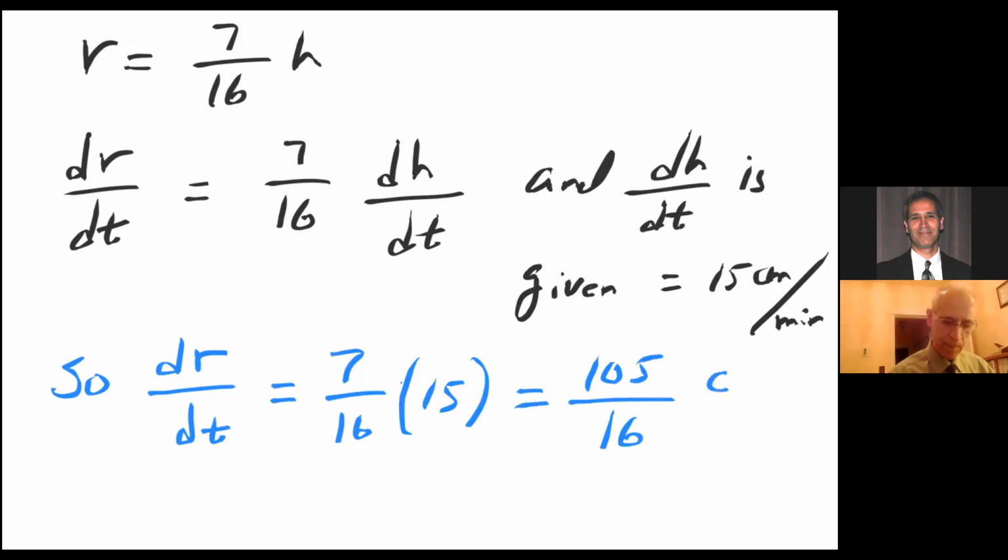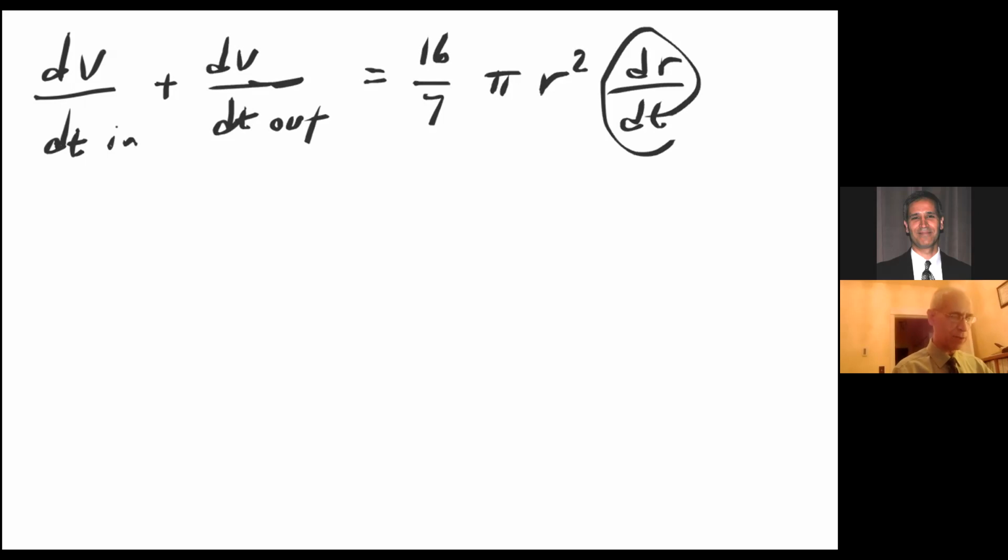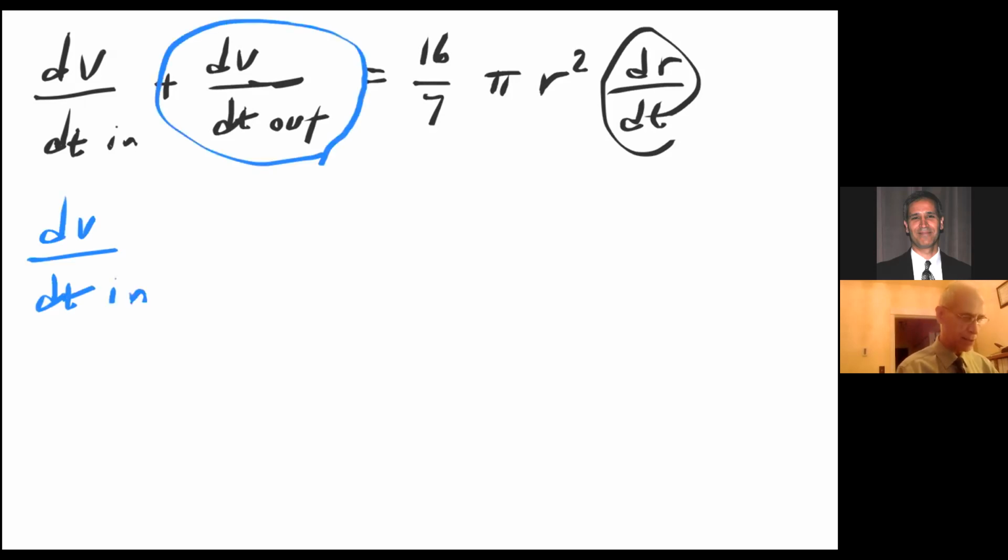Let's continue on a blank page. So we had dV/dt in plus, because we are combining them together, dV/dt out, and we had that as 16/7 pi R squared dR/dt, and we just found out dR/dt is 105/16. dV/dt out was given to us as a rate of 8,000, and since it's going out, I'm going to write here minus 8,000 equals 16/7 pi.